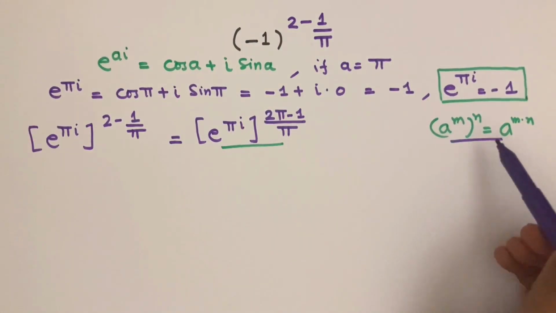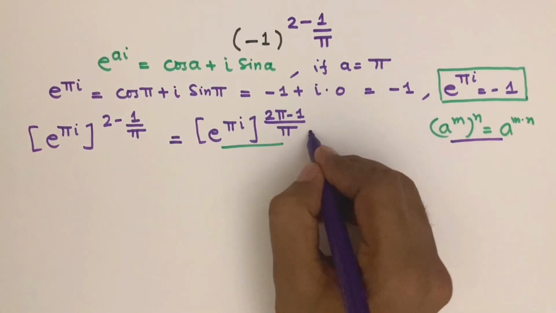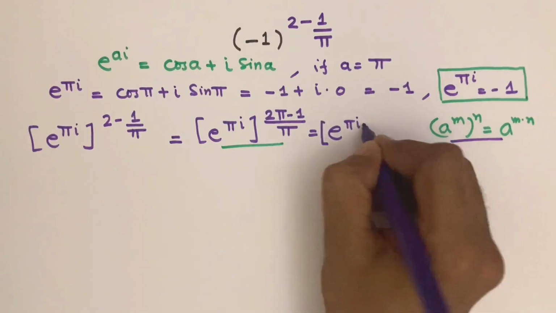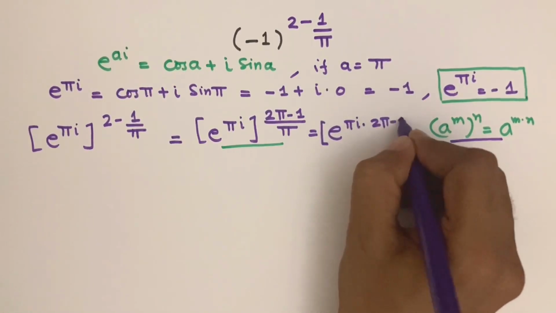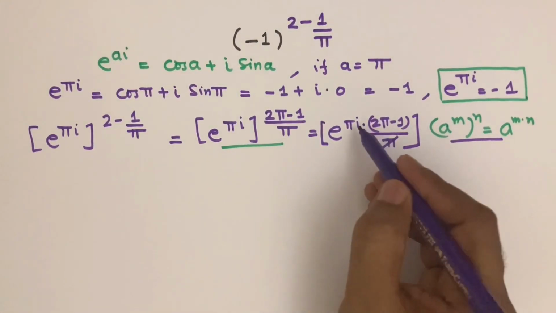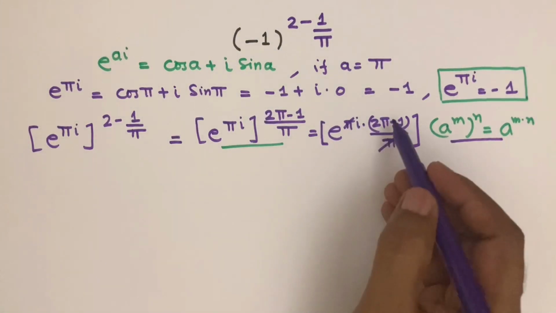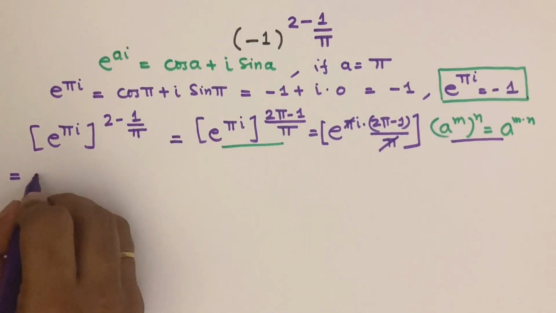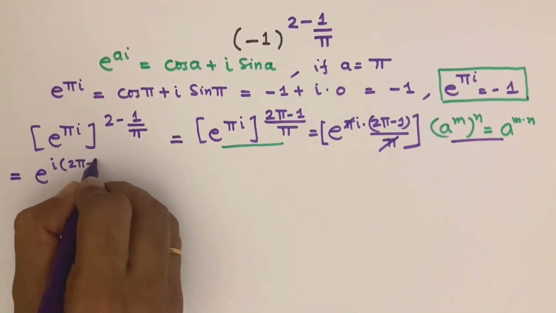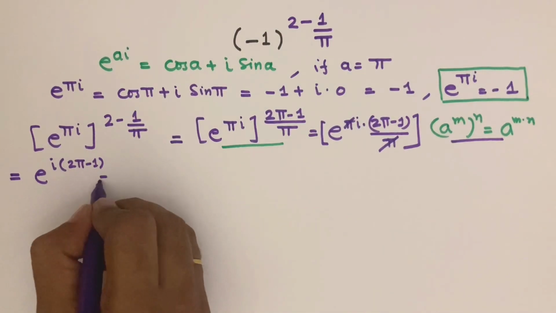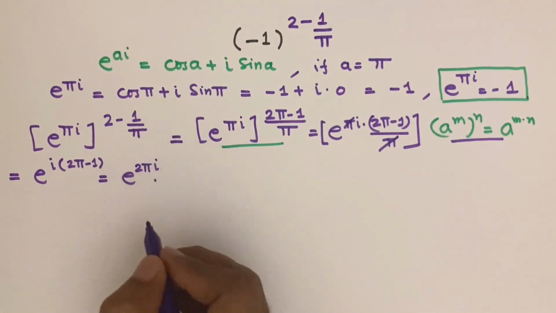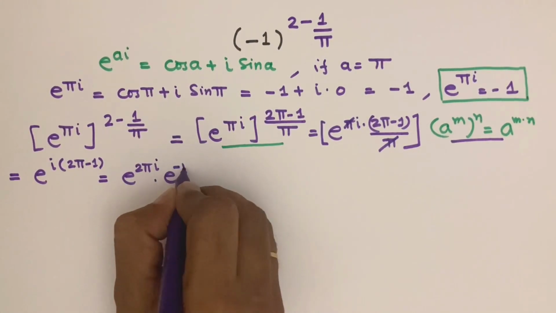So by using this rule, this term can be simplified to e^(πi multiplied by (2π - 1)/π). So this π and this π cancel out. So this simplifies to e^(i multiplied by (2π - 1)), which equals e^(2πi) multiplied by e^(-i).